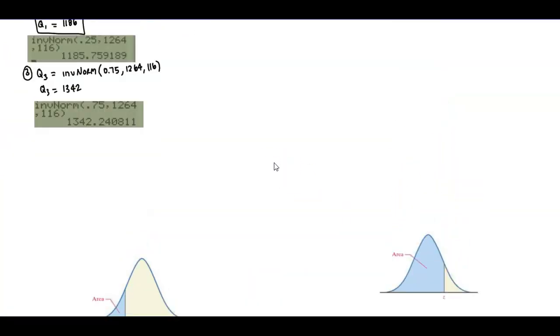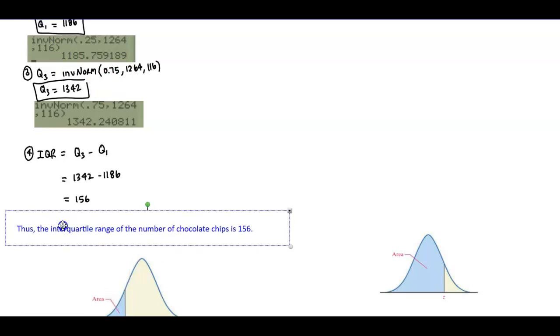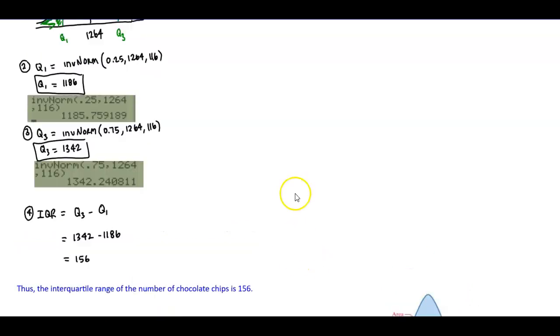So now, in order to find the interquartile range, we take IQR, and that's equal to Q3 minus Q1. So that means we have 1342, and we're going to subtract 1186, which gives us a value of 156 for the interquartile range. And so therefore we can say that the interquartile range of the number of chocolate chips is 156.